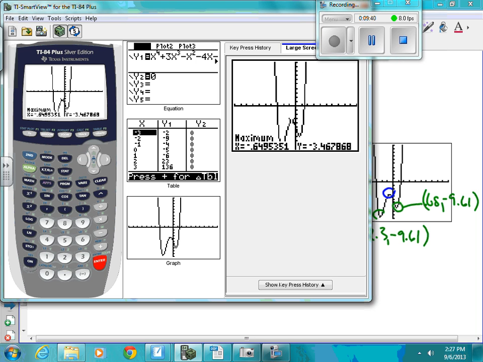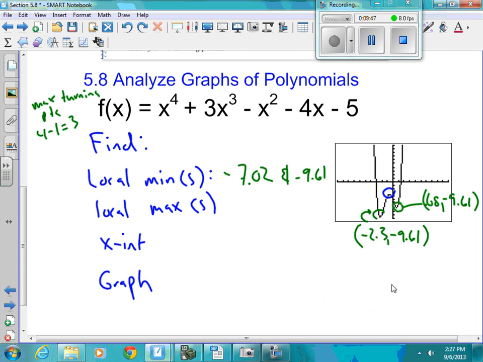And I get negative 0.65 and 3.47. There it is. And so my local max is positive 3.47. So one local max, two local mins. So we have found those values.